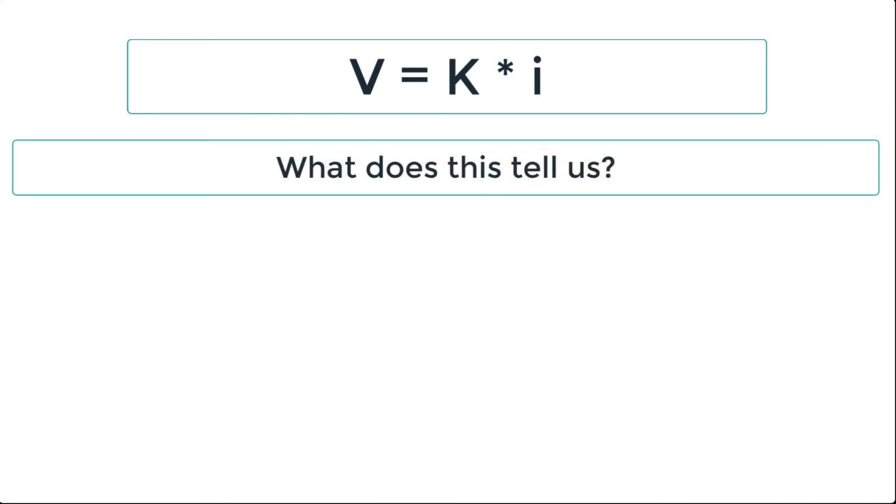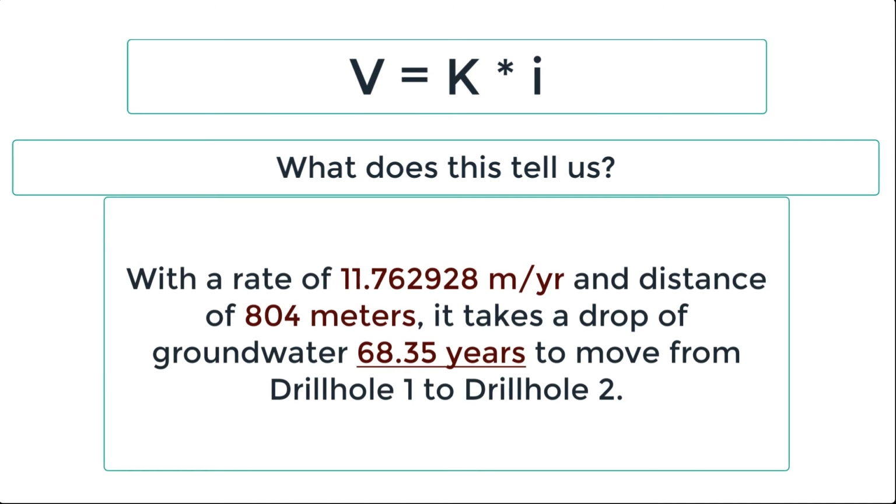So why did we go through all of that trouble? What does this really tell us? So it tells us that a groundwater flow rate of 11.76 meters per year and a distance between 2 points, those 2 drill holes, of 804 meters. If we take these numbers and divide them, it will tell us that it takes a drop of groundwater almost 70 years to move from point A to point B.